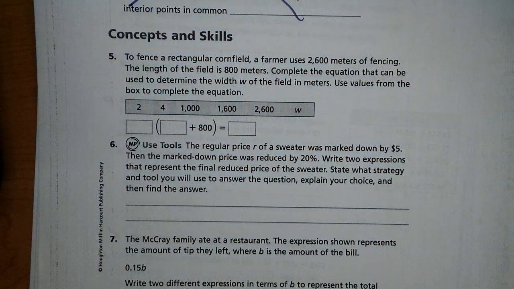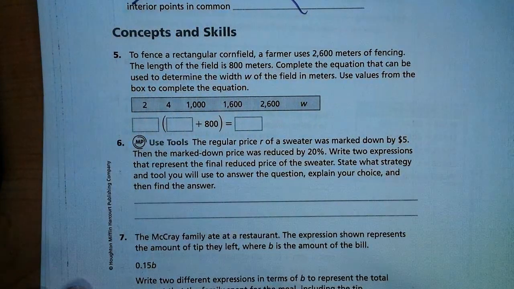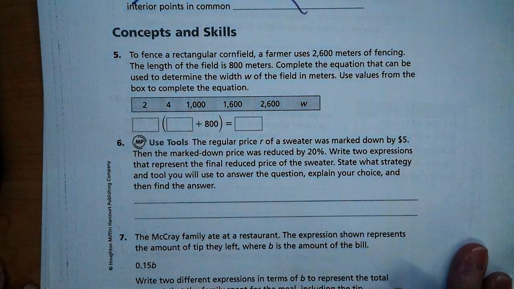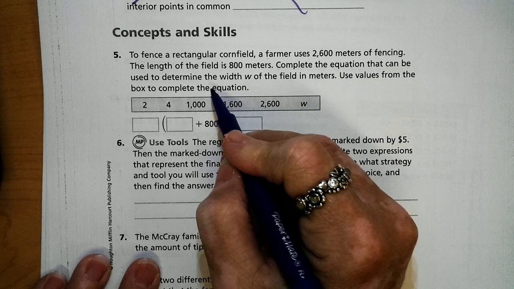Cornfield, a farmer uses 2,600 meters of fencing. The length of the field is 800 meters. Complete the equation that can be used to determine the width of the field. Use the values from the box below.